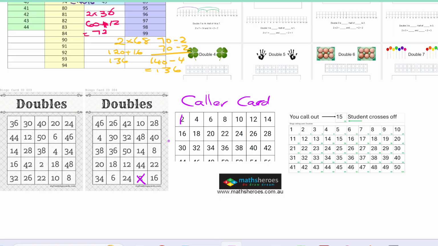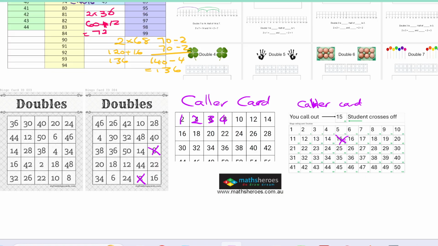So instead of having to do that, call out 4 and then they have to say, oh, double 4 is 8. I actually just put it in Word and I've created a caller card. Basically you call out 15 and the student crosses off 30. So you cross that off, and that makes it a lot easier to keep track of what you've called out, what they should have crossed off.